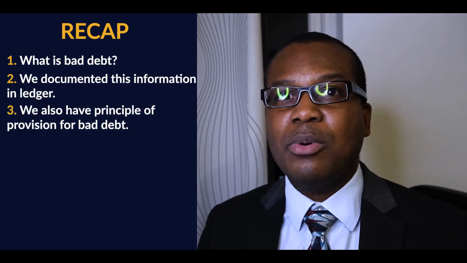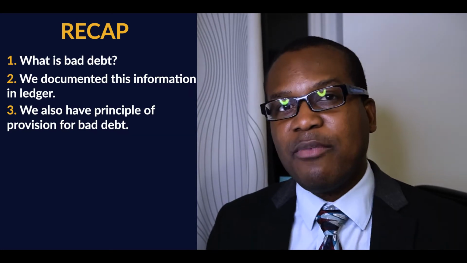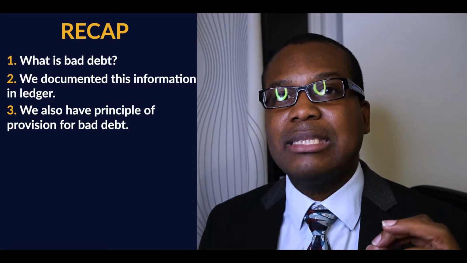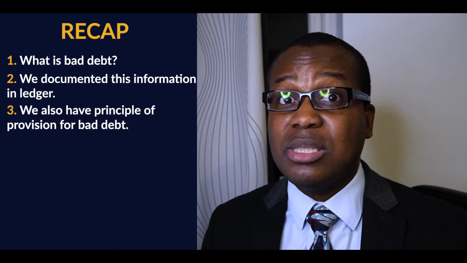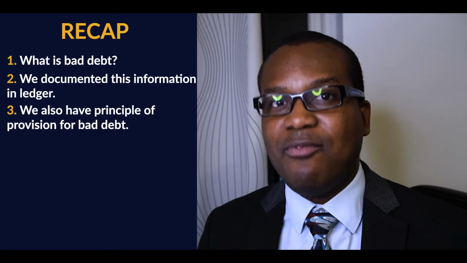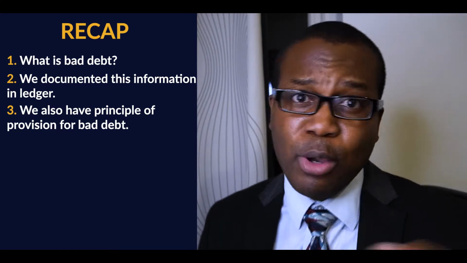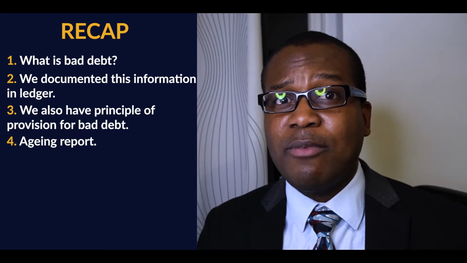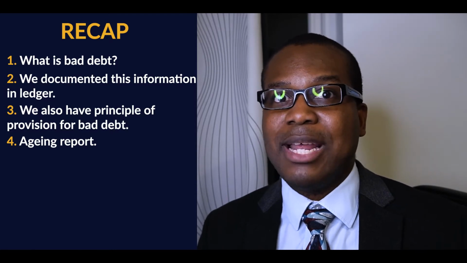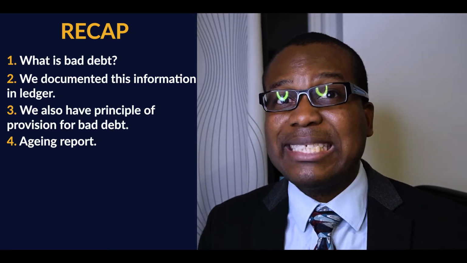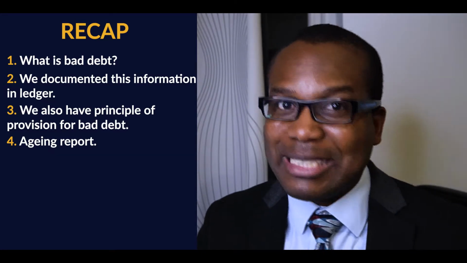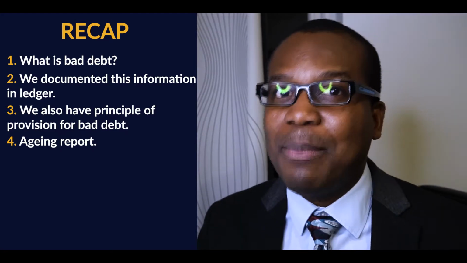We also have the principle of provision for bad debt. Provision for bad debt looks at estimating or preparing for the possibility that some of the debt which customers owe us, we may never receive. And so we make an allowance for that via the principle of provision for bad debt. And we also spoke about the aging report, where we have a rundown of all the various customers that owe us at different months for a period, and then we attach percentages to it, and therefore we are able to estimate what proportion of the debt we may not receive, and then we can increase or decrease it accordingly.